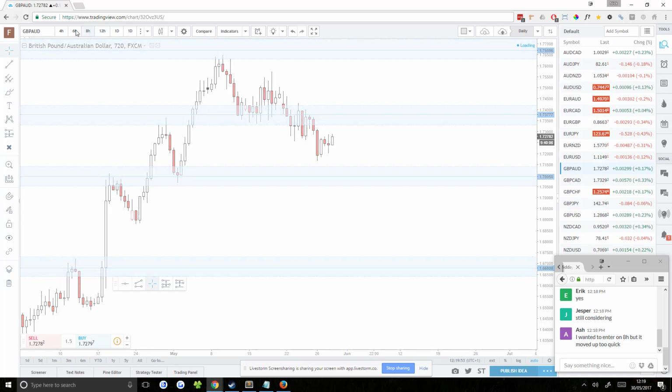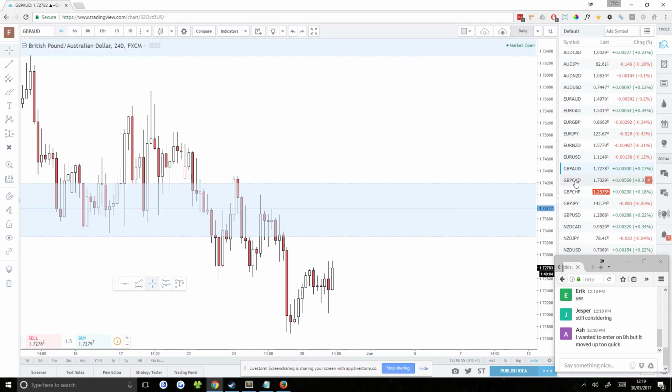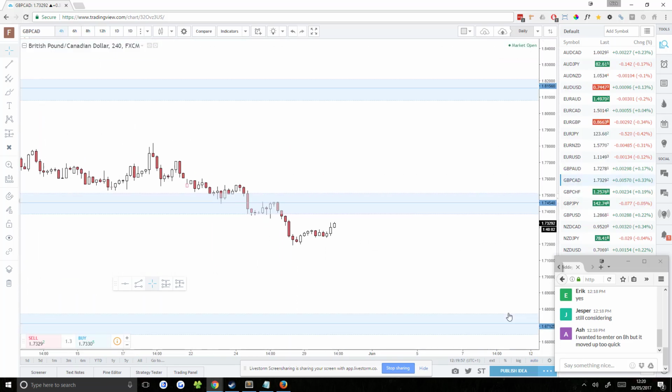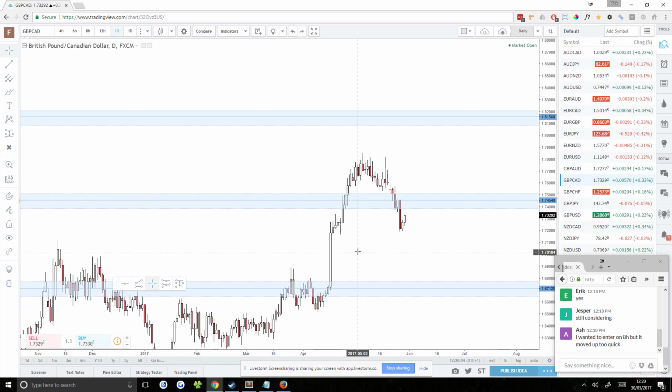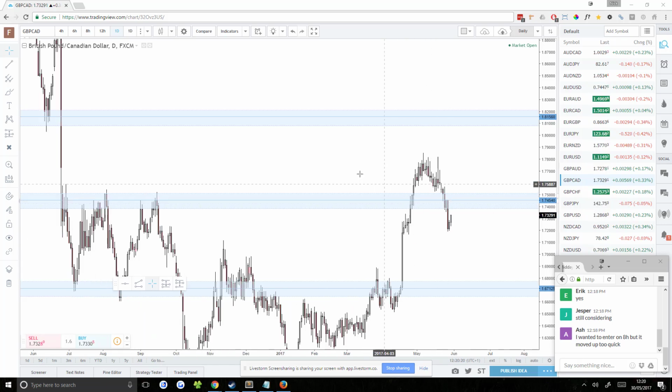GBPAUD is stuck between two support resistance areas. GBPCAD is between two support resistance areas. This is becoming a common theme today. This one's somewhat interesting though. Why is it interesting? Because it's broken below the support area and it made a nice strong move down. Now it's pulling back up to the support area. So what are we seeing here? What potential kind of setup are we seeing here?